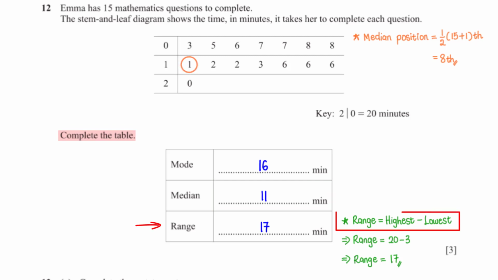We get the range by subtracting the lowest number from the highest number. From the stem and leaf plots, the highest number is 20 and the lowest number is 3. So 20 minus 3 is 17.